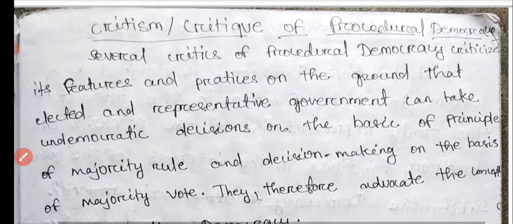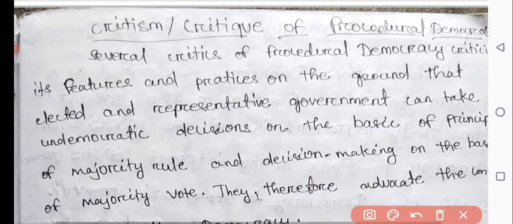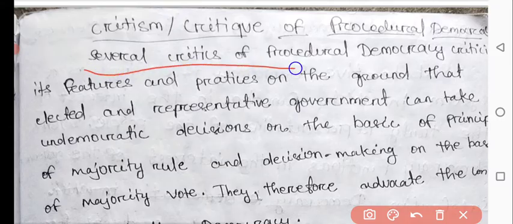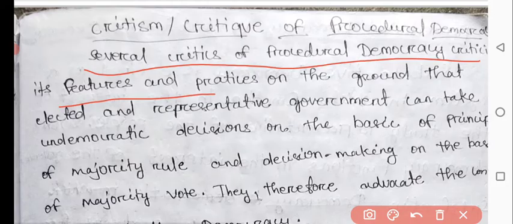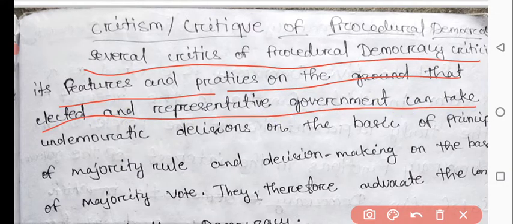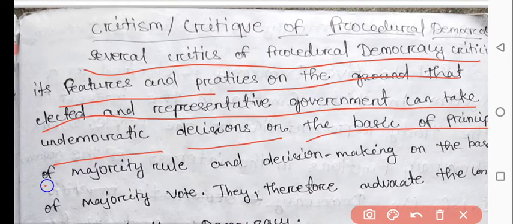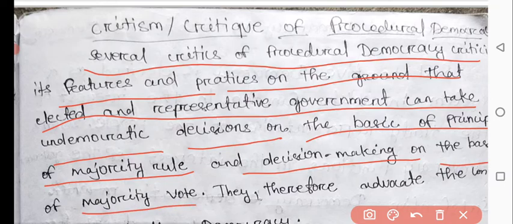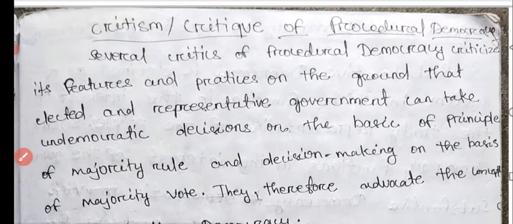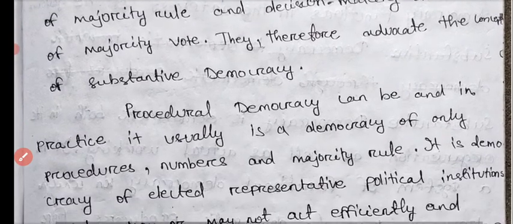Now let us see the criticism, or critique, of procedural democracy. Several critics of procedural democracy criticize its features and practices on the ground that an elected and representative government can take undemocratic decisions on the basis of the principle of majority rule and decision making on the basis of majority vote. They therefore advocate the concept of substantive democracy.